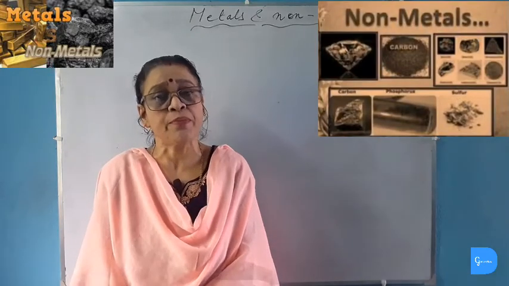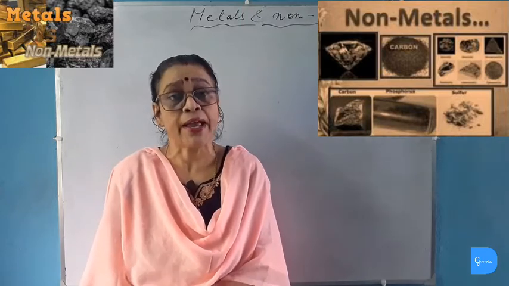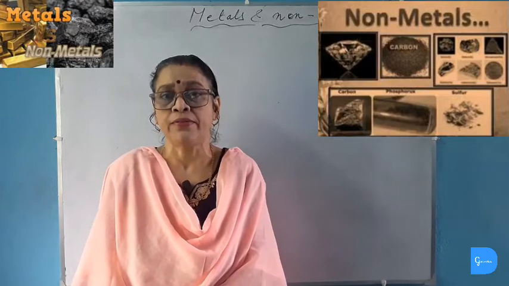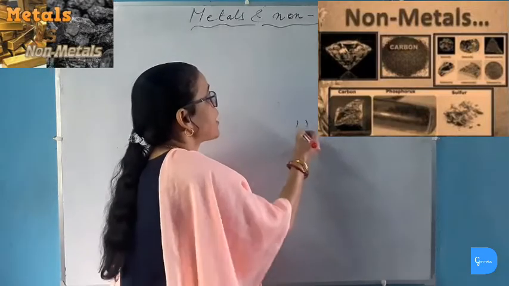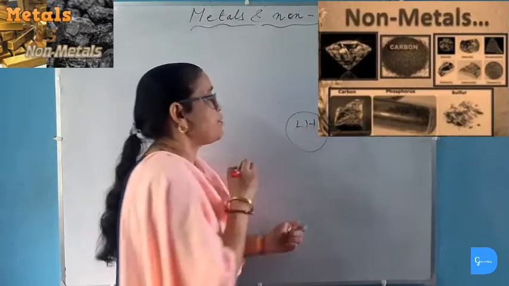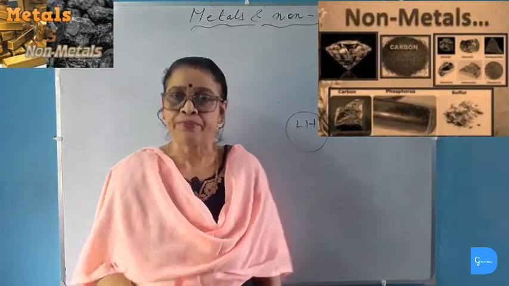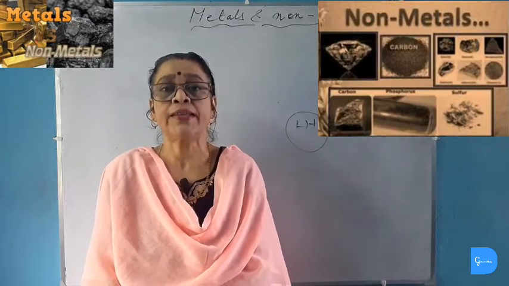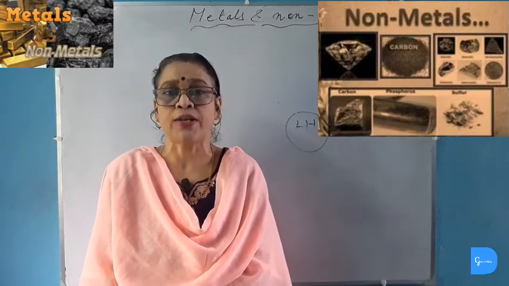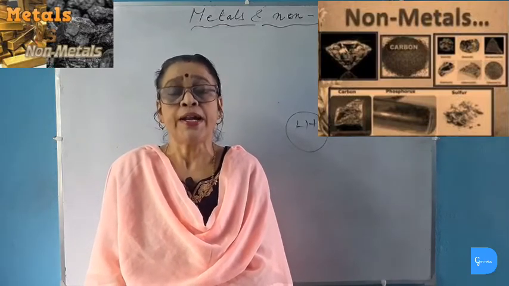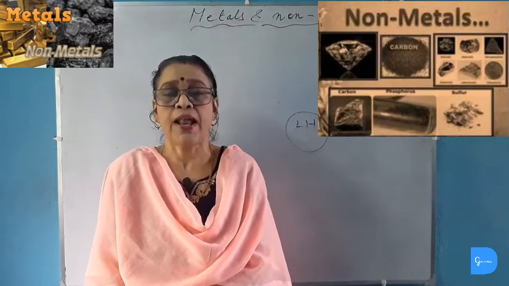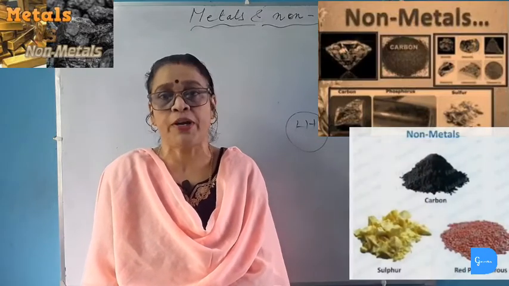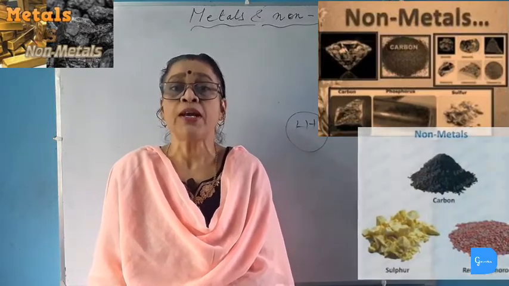Non-metals are those elements which form negative ions by gaining or accepting electrons, except hydrogen. It is a positive ion. We always write hydrogen plus, though hydrogen is a non-metal, but it is a positively charged ion. So non-metals are called electronegative elements. At present, there are 22 non-metals known to us. Among these 22 non-metals, 10 are solids like carbon, sulfur, phosphorus, silicon, and there are also other solid non-metals. And the only liquid non-metal is bromine.